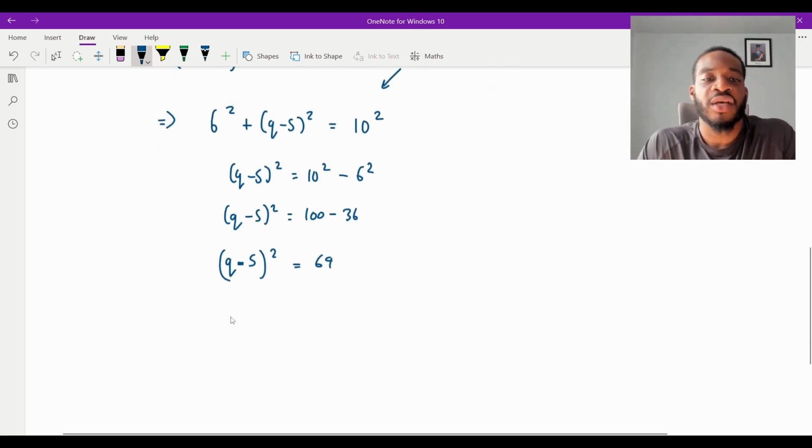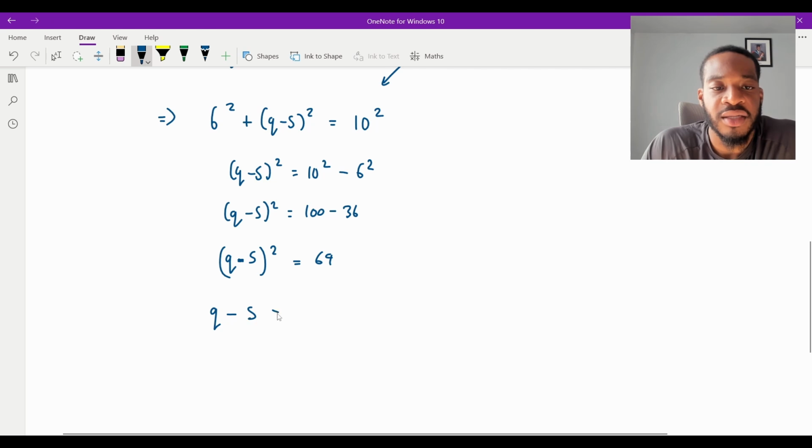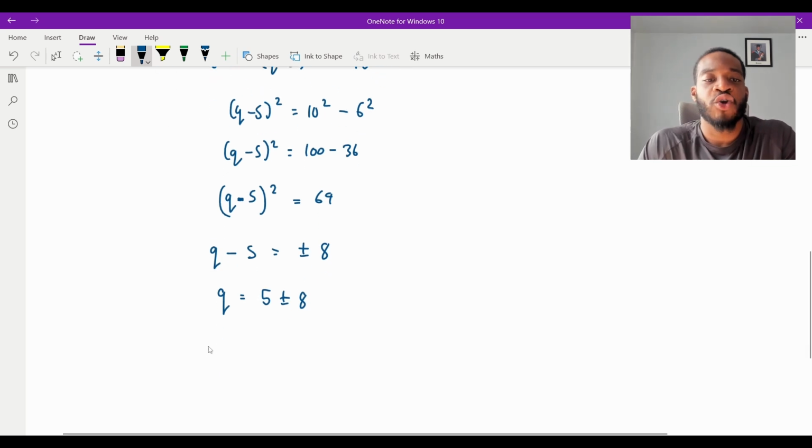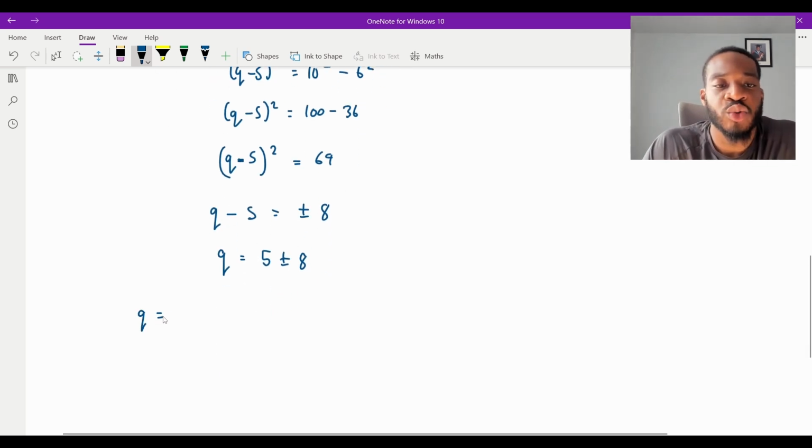And that means that q take away 5 is going to equal the square root of 64, plus or minus. So it's going to be plus or minus 8. And that means that q is going to equal 5, if I move that minus 5 over, plus or minus 8. So therefore, q is either equal to 5 plus 8, or q is equal to 5 minus 8. 5 plus 8 is 13.